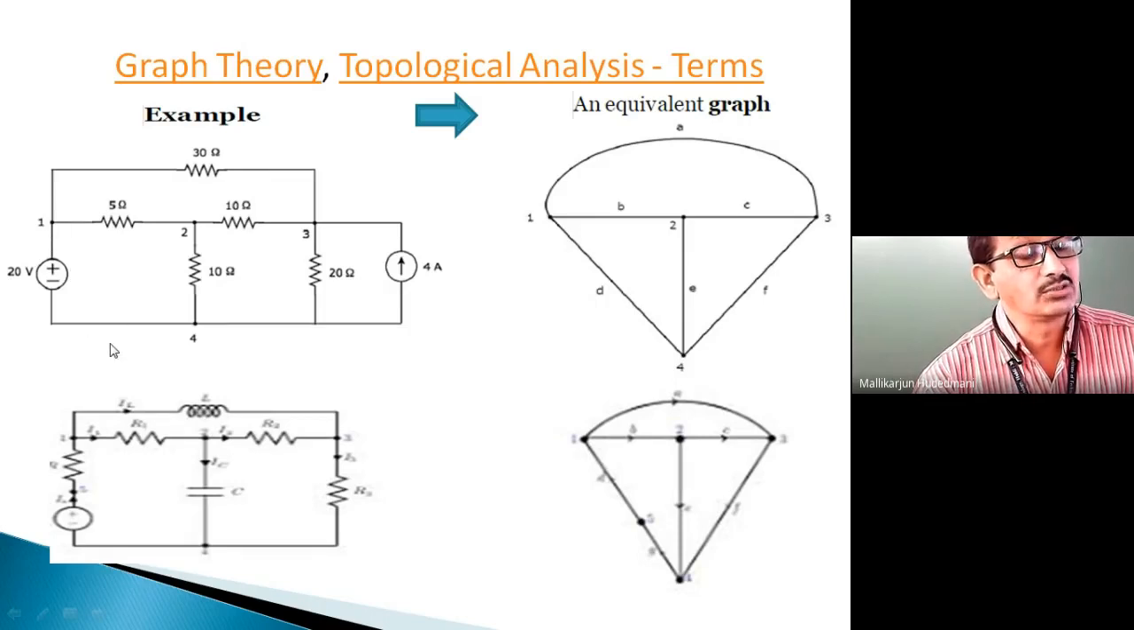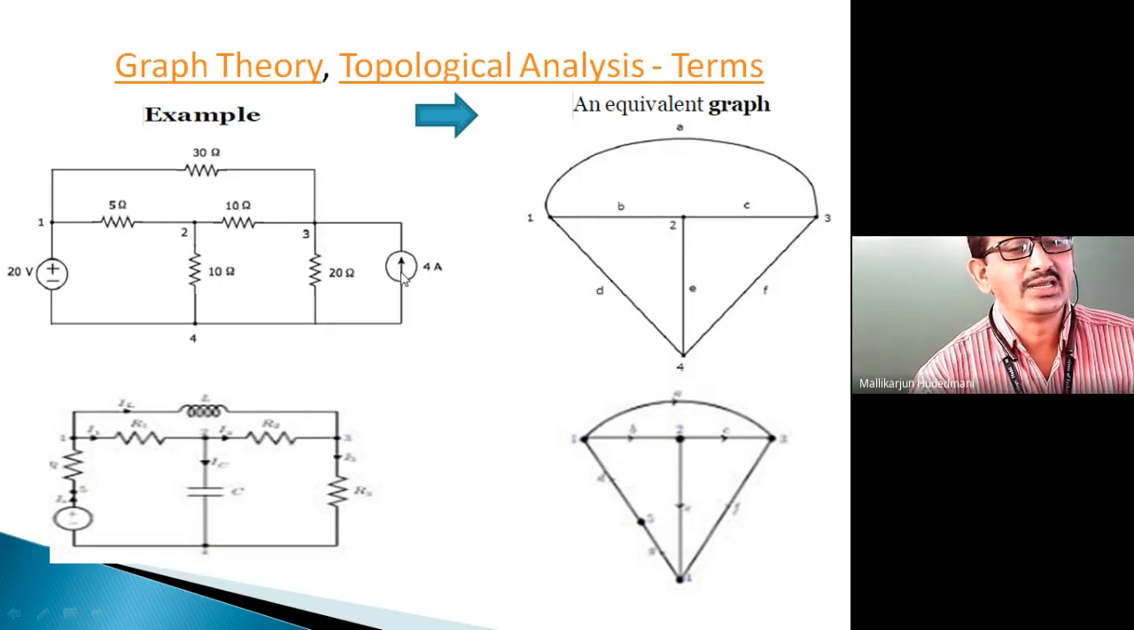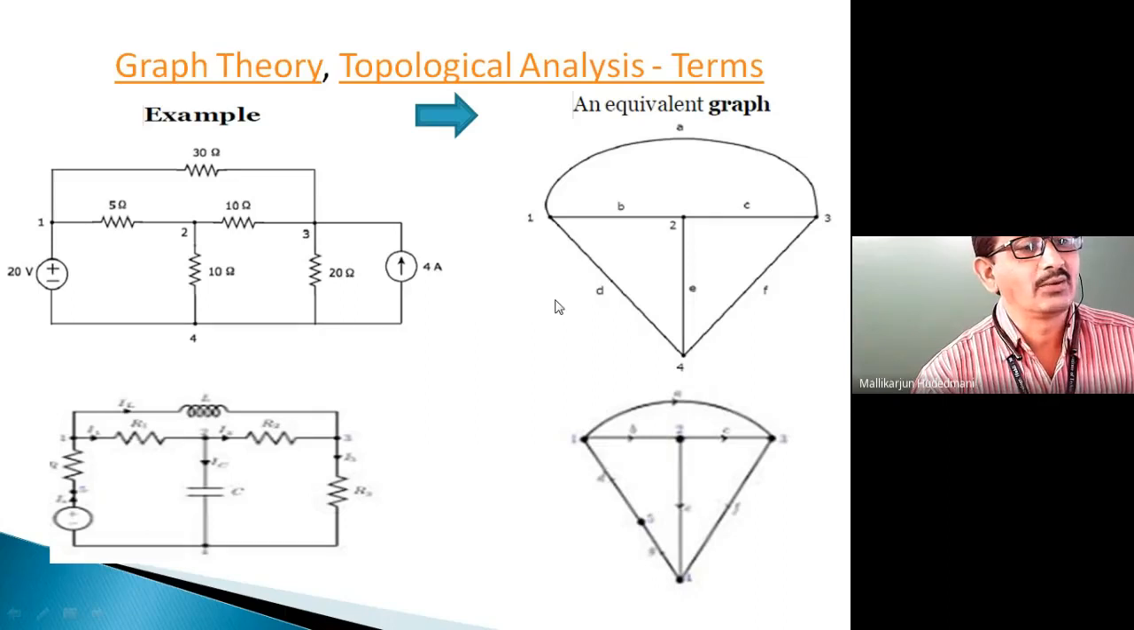Because when we analyze topologically, no voltage source or current source is involved initially. They are eliminated from our observation, so these sources will not be playing a role. So, between 1 and 2, you find 5 ohm. Between 2 and 3, you will find a 10 ohm element C, and another representation from 2 to 4 by connectivity, and between 3 and 4 an element F.